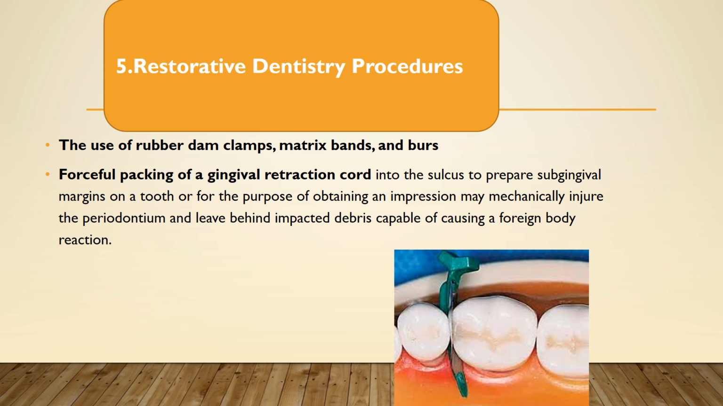Next, coming to restorative procedures. As you know, restorative dental procedures can involve the use of rubber dam clamps, matrix bands, and burrs. All of these can injure the gingiva and lead to inflammation. And also, forceful packing of a gingival retraction cord into the sulcus to prepare subgingival margins on the tooth, or for obtaining an impression, may mechanically injure the periodontium and leave behind impacted debris capable of causing a foreign body reaction.